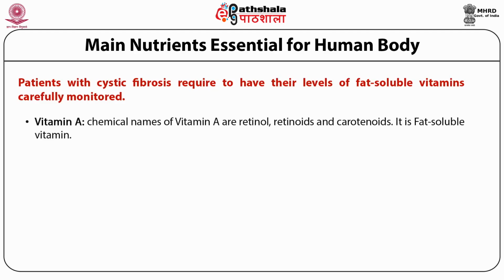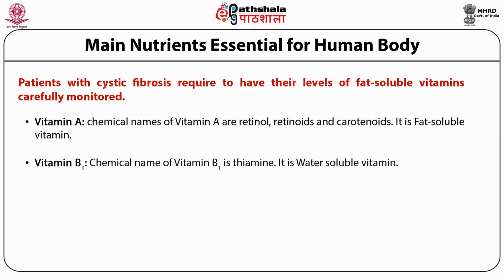Now, vitamin A. The chemical name of vitamin A is retinol, and retinoids and carotenoids. It is a fat-soluble vitamin. Deficiency of vitamin A leads to night blindness. Overdose of vitamin A leads to keratomalacia, which is the degeneration of the cornea.